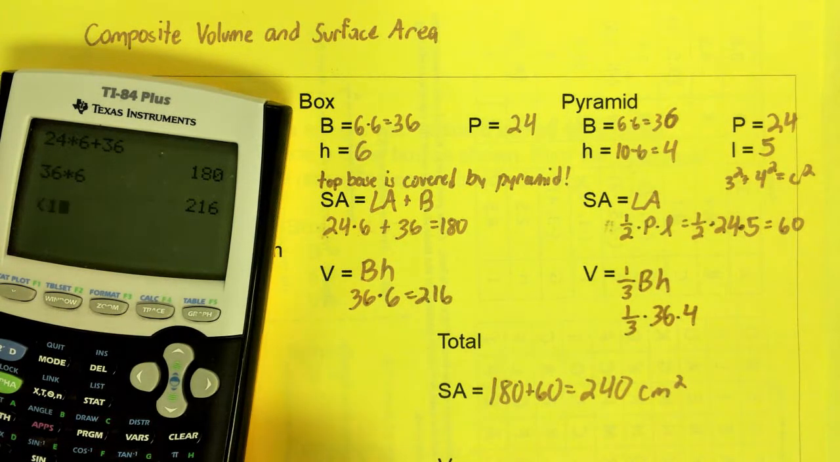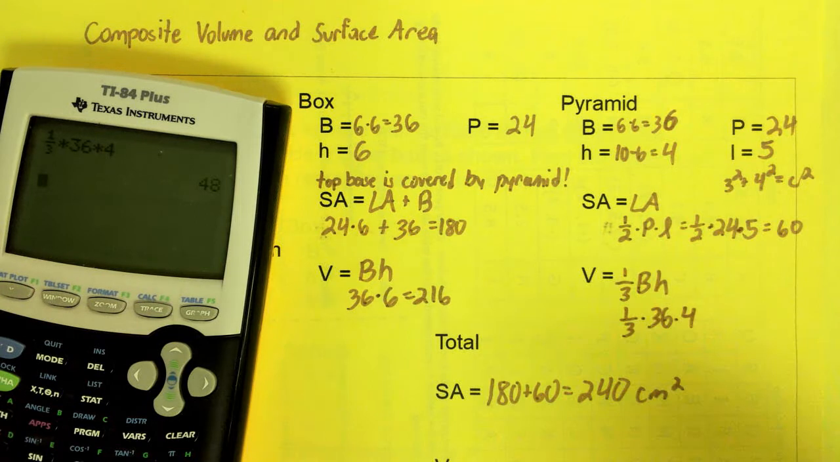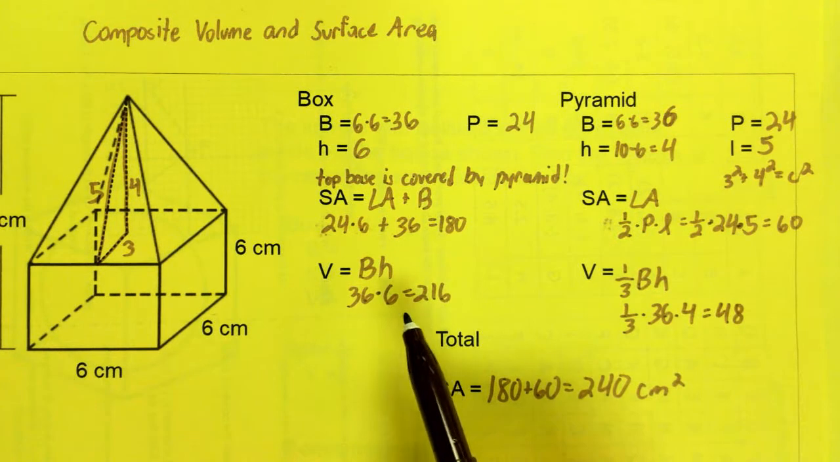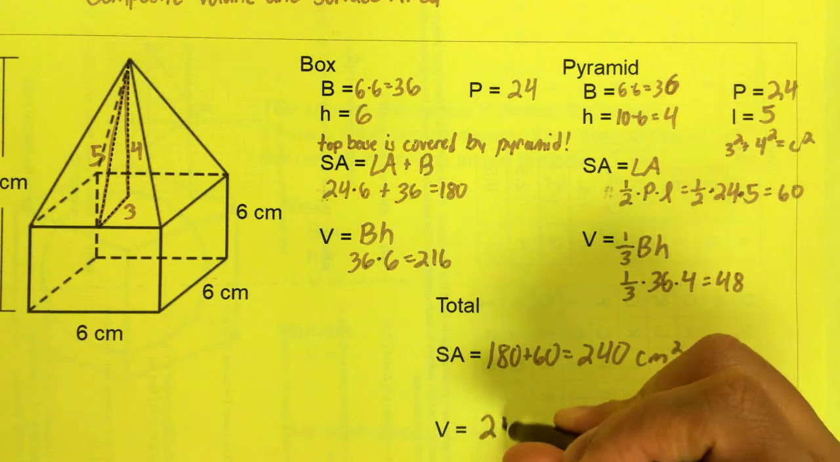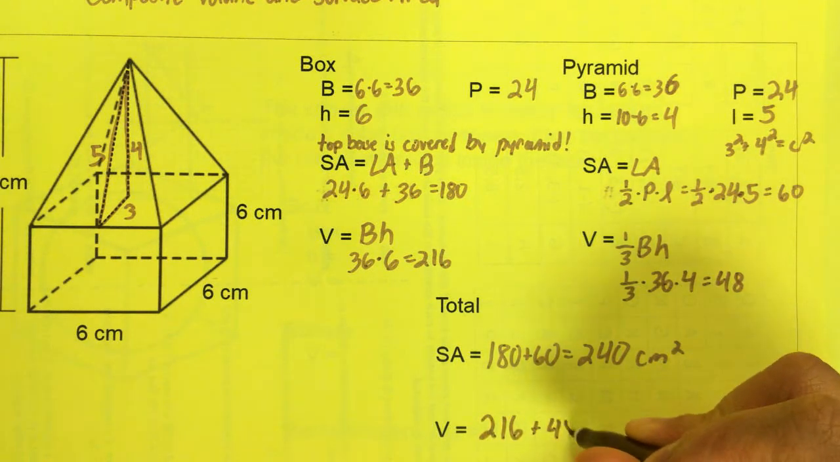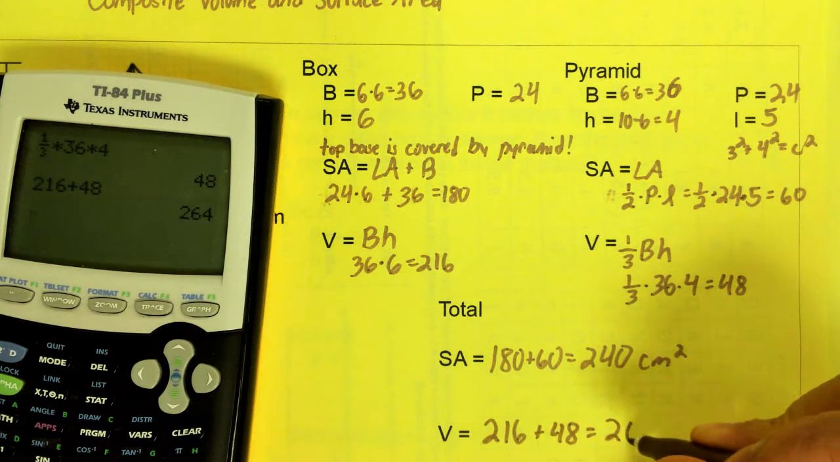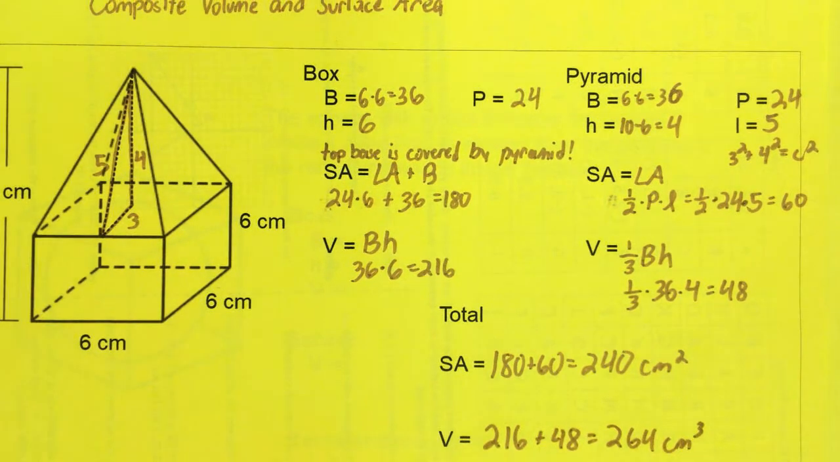So 1/3 of 36 and 4 get me 48. My full volume of the cube is 216. Full volume of the pyramid is 48. If I stack them on top of each other, I get 216 plus 48 to get me 264 cubic units. So there you have composite volume and composite surface area of your 3D figures, more specifically a pyramid on top of a cube.